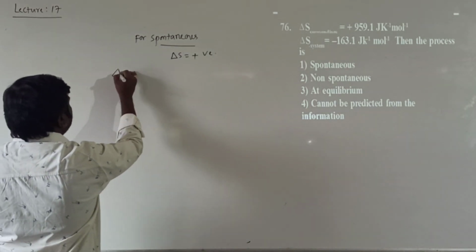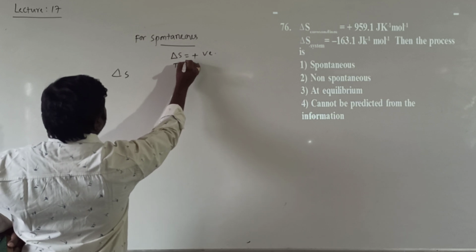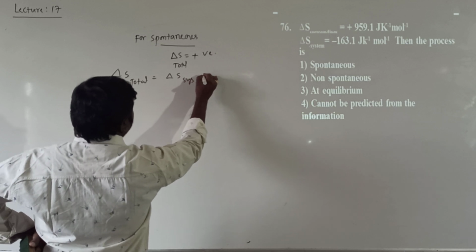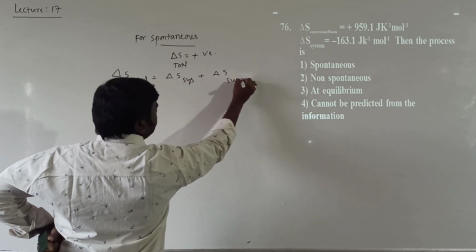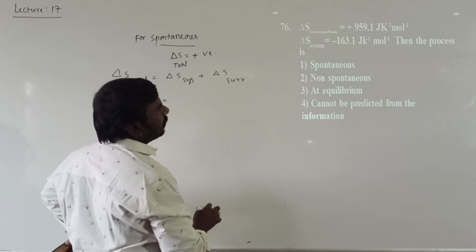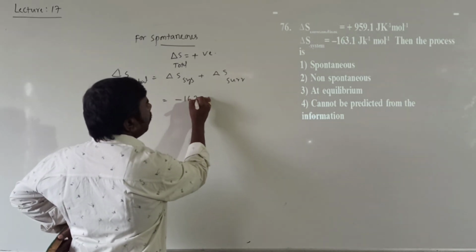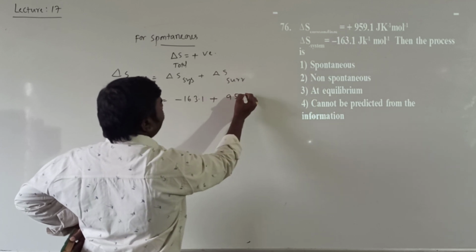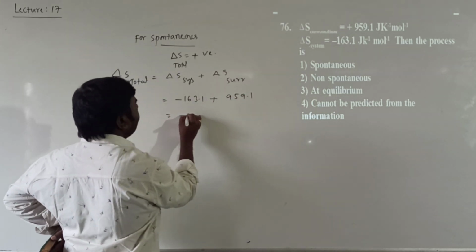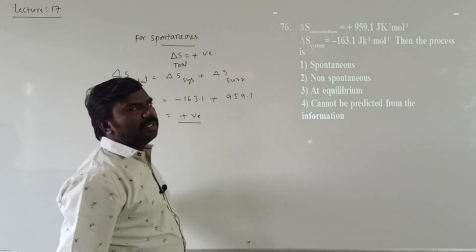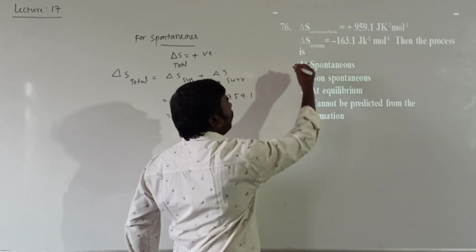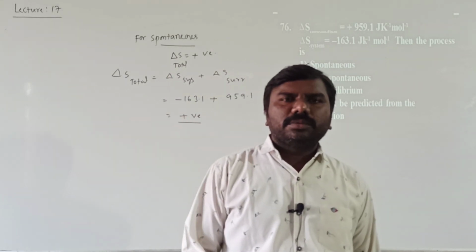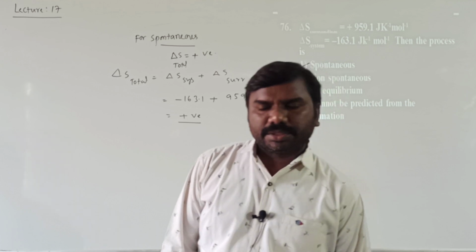Now, delta S total is actually equal to delta S system plus delta S surroundings. Delta S system is minus 163.1 plus delta S surroundings 959.1. Finally, you will get a positive value. Positive means spontaneous. Yes, if system plus surroundings delta S value is positive, then it becomes a spontaneous reaction, right?